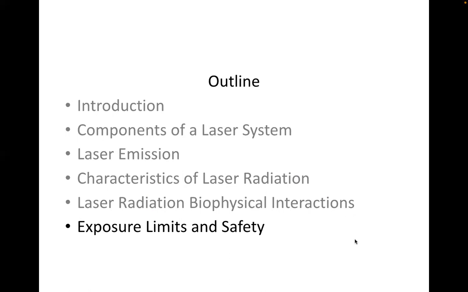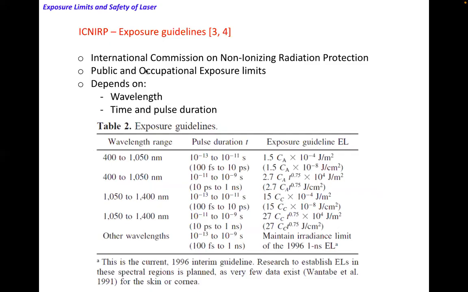exposure to laser. Now, there are limits to this, but there are classifications. So usually the exposure guidelines are provided by International Commission on Non-Ionizing Radiation Protection, or ICNIRP. So this is a more reliable source of information that we can get. So there are different public and occupational exposure limits, and these exposure limits depend on wavelength and time and the pulse duration of the laser. So it depends on the wavelength and the pulse, and so there's a lot of things to consider, which I'm not going to discuss.